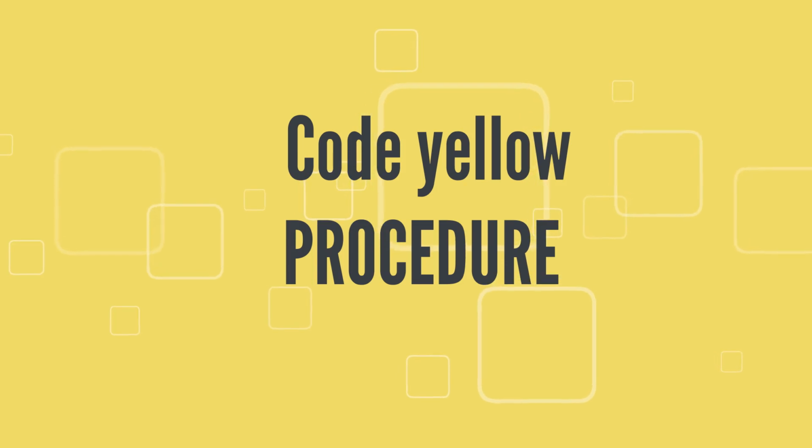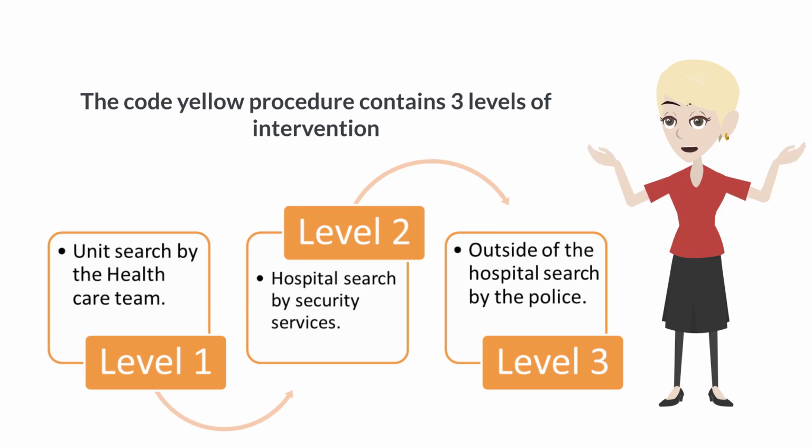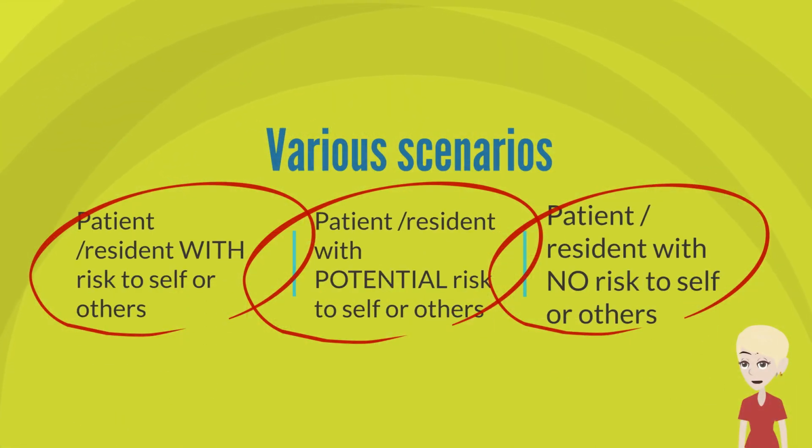Now, let's talk about the Code Yellow procedure. The Code Yellow procedure consists of 3 levels of intervention. At level 1, a search is carried out on the care unit. At level 2, a search is carried out in the hospital. And at level 3, it is carried out outside the hospital. Let's look at a more in-depth scenario.